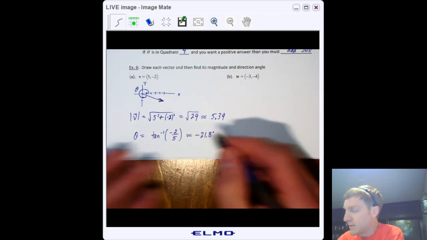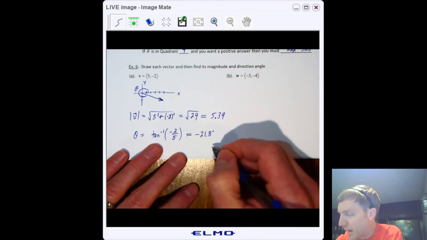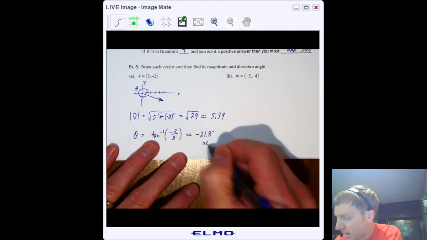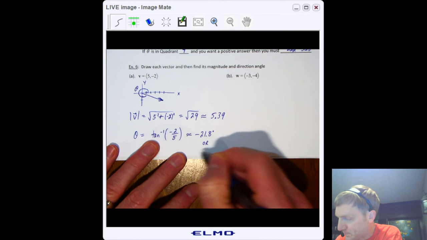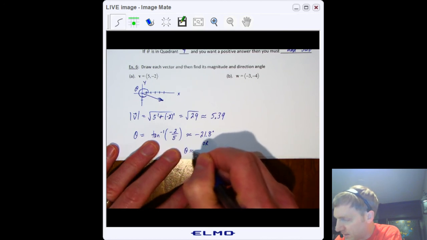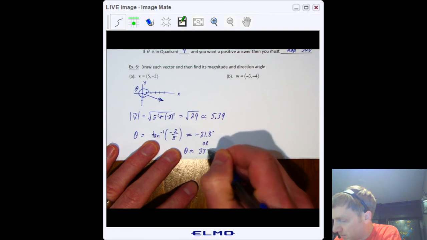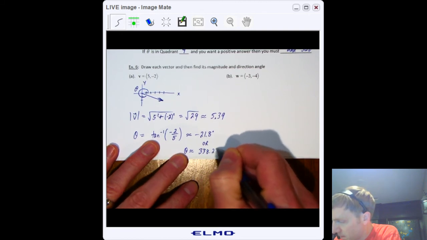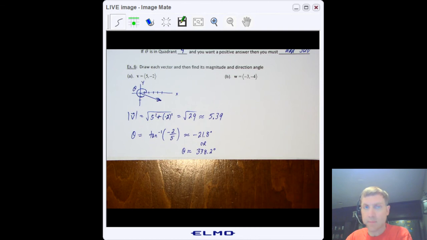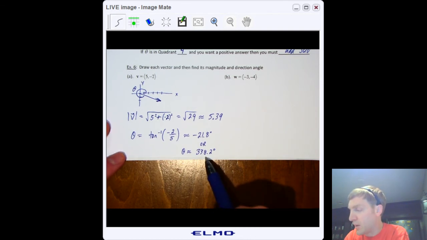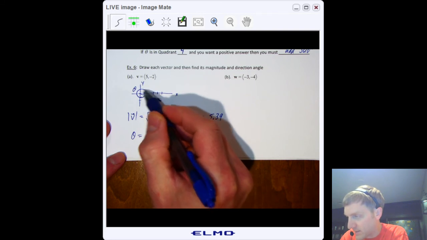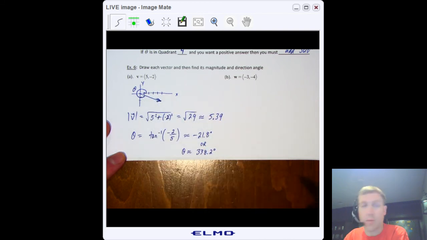Okay, so since I'm going to go all the way around the circle, I'm going to add 360, and I'm going to get that theta is approximately 338.2 degrees. Okay. And now double check yourself. Look at that picture. Is that angle in quadrant 4? Yes, it is. Does that seem like a reasonable answer? Yeah, I hope it does. That angle there is 338.2 degrees.